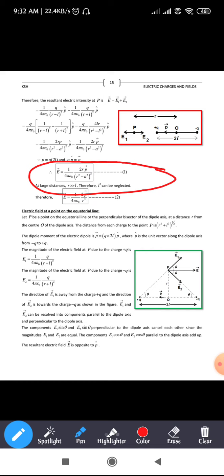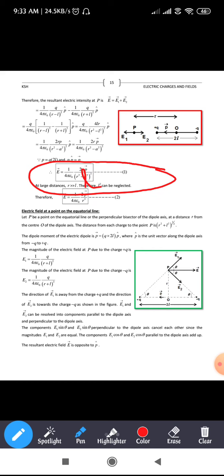So if r is very large compared to L, we can neglect L square in the denominator. As I said, it should be L square in the denominator. Just a small correction, you make it. Since in the note it is a printing mistake, instead of L it has been written a there, so it should be L here.